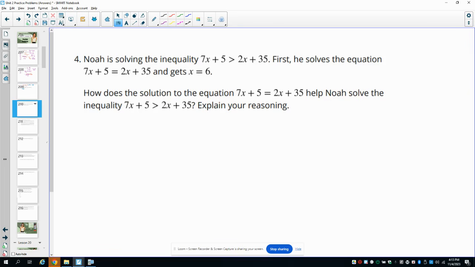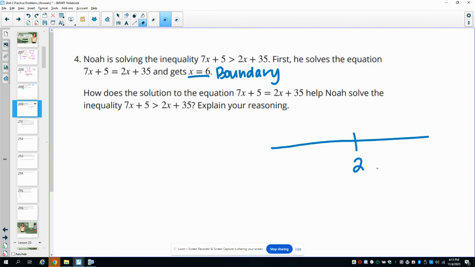Number 4, Noah is solving this inequality. First, he solves the equation where he just sets them equal to each other, and he gets x equals 6. So this is the boundary point, right? This is what makes both sides equal. So how does the solution help Noah solve the inequality? This is our boundary. This tells us when the two sides are equal. Whoops, not 2, 6.